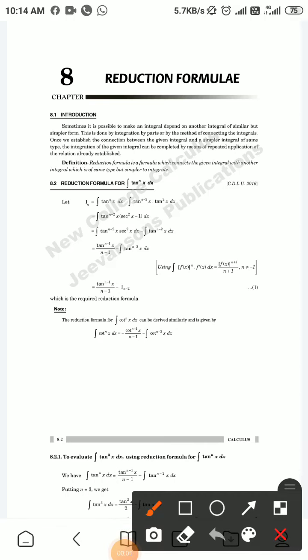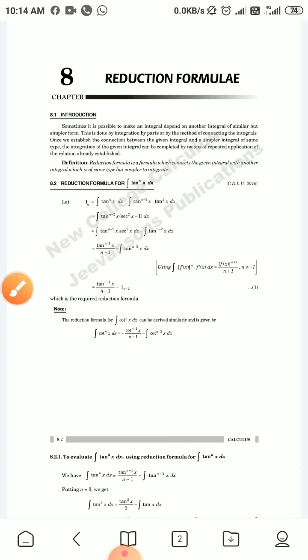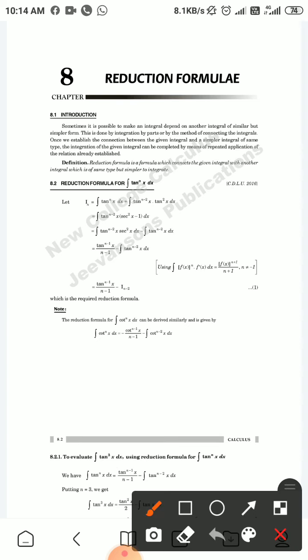Dear students, today we will start chapter number 8, reduction formula. Making the introduction: sometimes it is possible to make an integral depend on another integral of similar but simpler form.